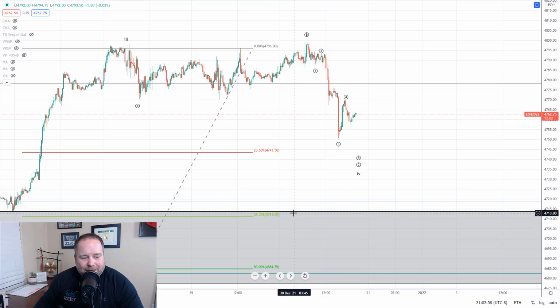The issue I have with hitting the 38.2 retrace is that given the depth of wave A, I don't think they will be able to push it all the way down to 47.11, but it is still a possibility as that is a standard retrace zone and the top of the pivot.